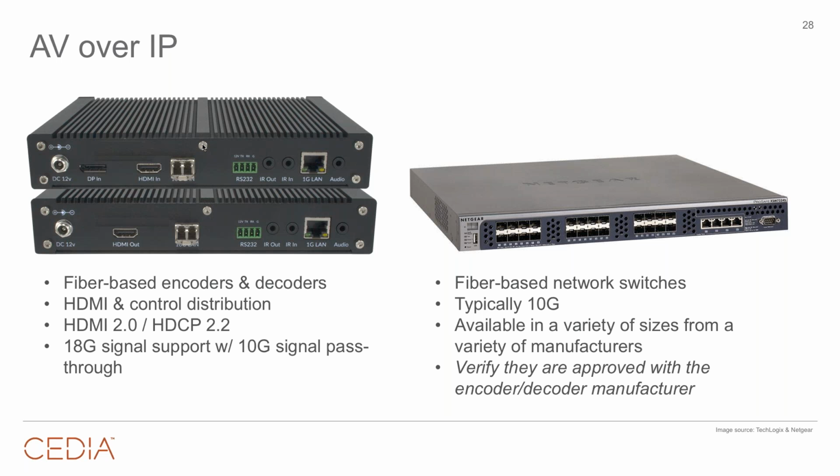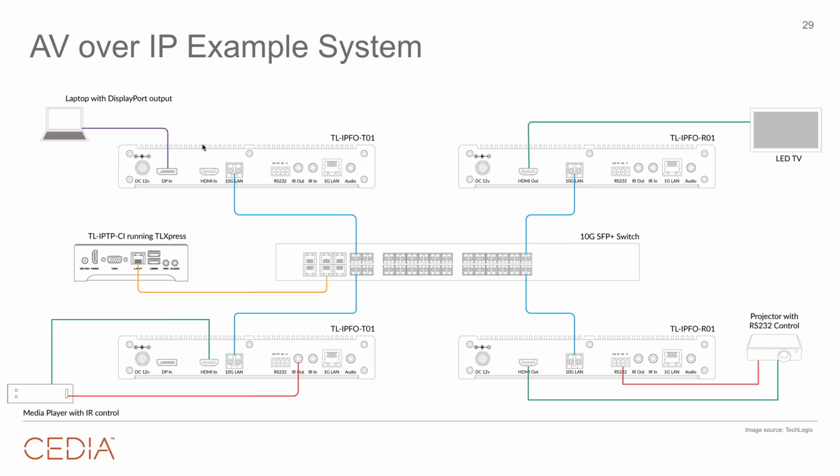A larger pipe allows us to do more with the signals, i.e. we can send higher bandwidth signals, we can send more signals simultaneously, and we can do it with 0 frame rate latency. We could spend hours just training on AV over IP systems, especially the fiber-based system. But in a nutshell, basically, 10 gig fiber optic based switches, these are becoming readily available. They're from a lot of different manufacturers now.